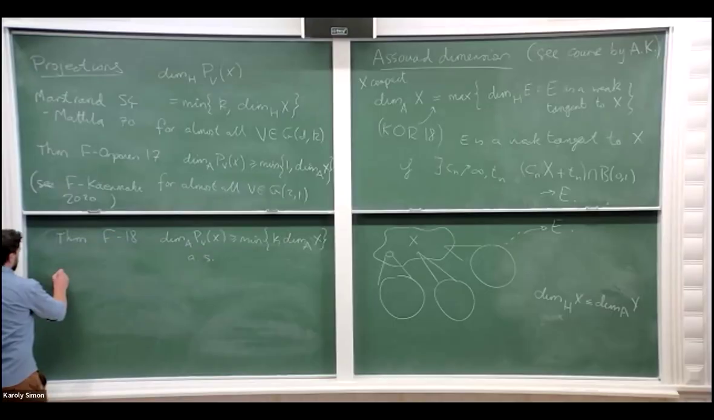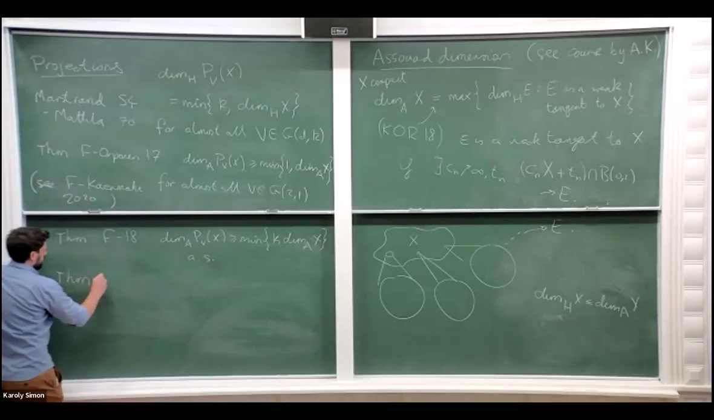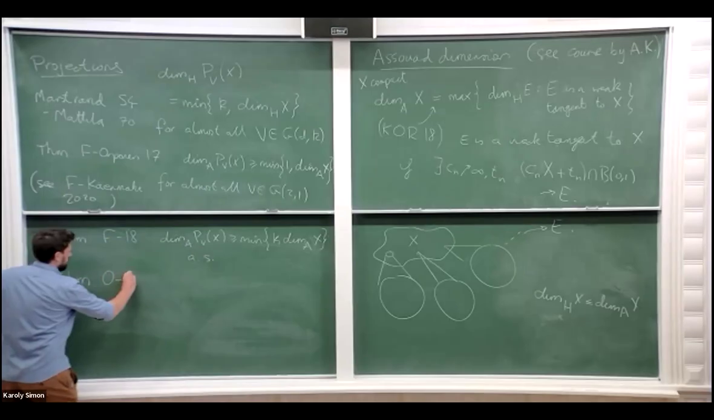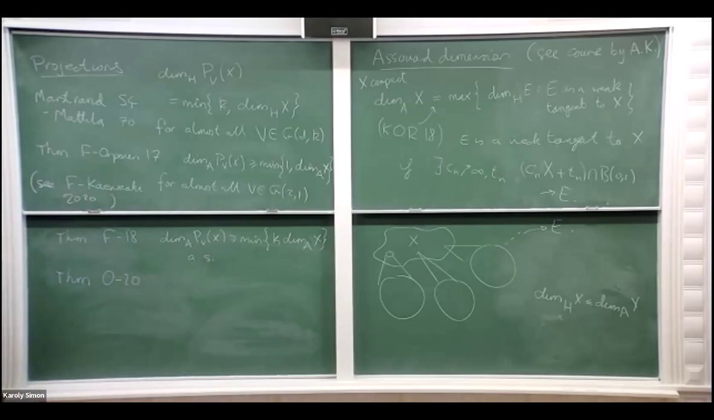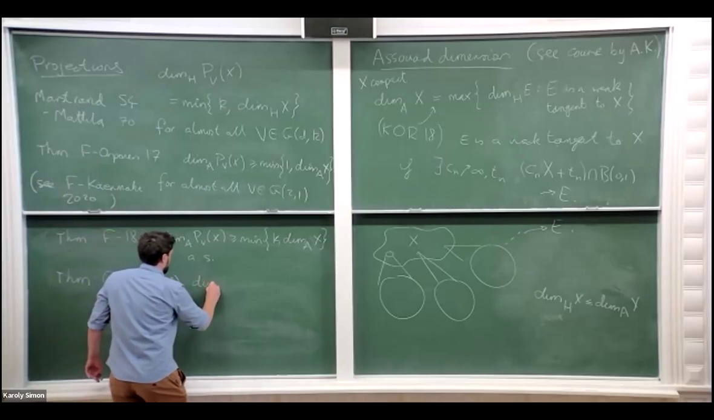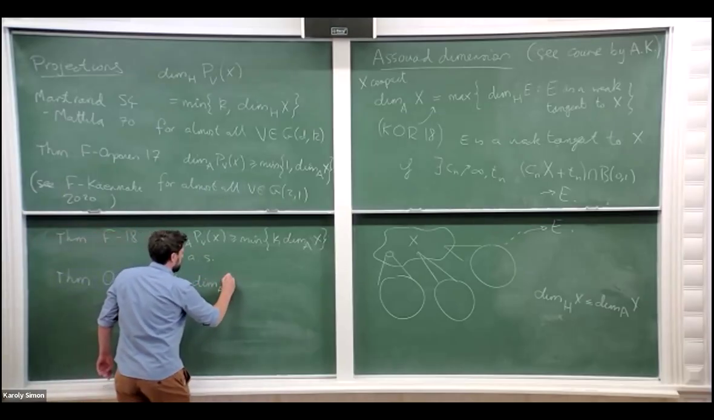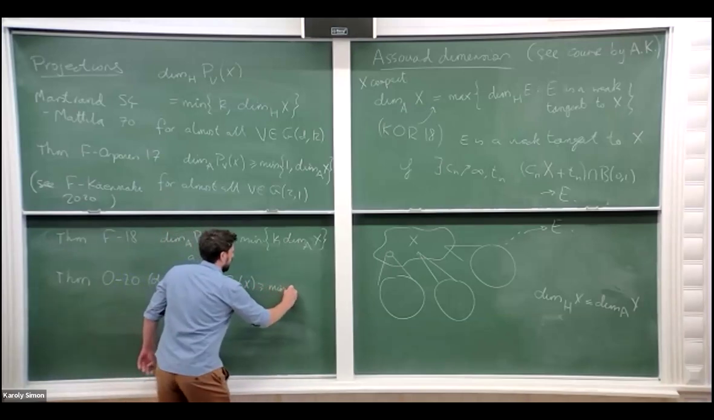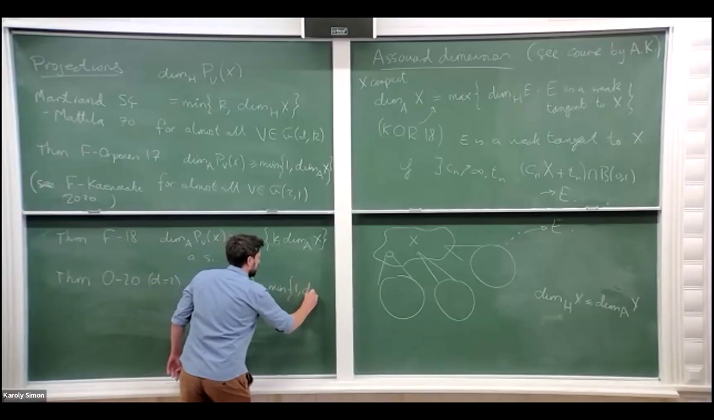But Thomas did much better than that. When was this? Maybe 2020, certainly after 2018. So in the plane, so this is again D equals 2, in fact, the Assouad dimension of P_V X is at least, I should have had some shorthand for this. I'm writing it rather a lot.